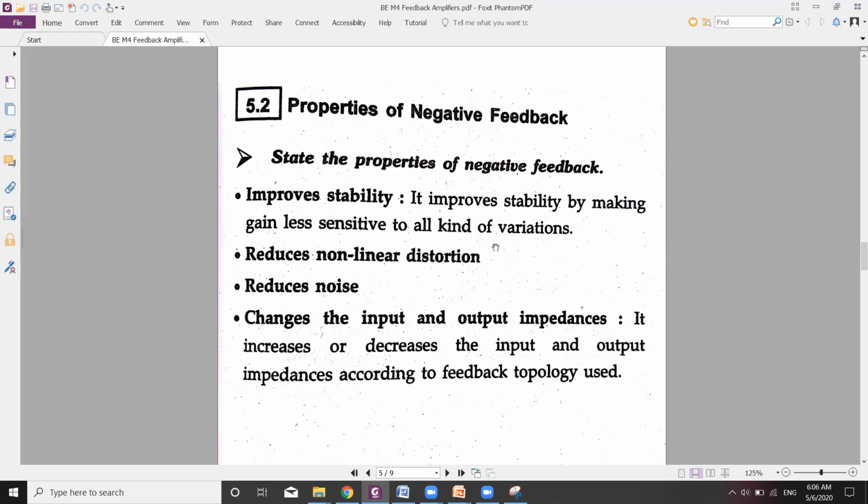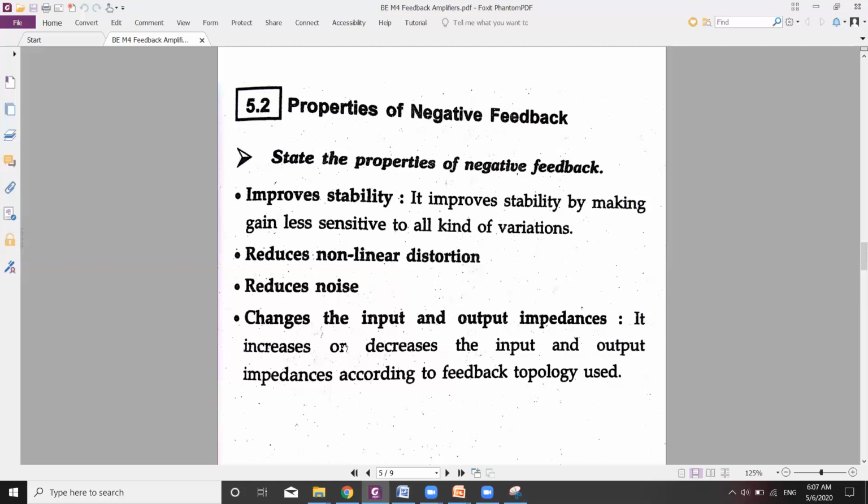The next property is that it reduces non-linear distortion. Okay, distortion means noise. In the noise there will be two types, linear and non-linear. So particularly, this negative feedback will be reducing the non-linear distortion in the circuit. Right. The next property is that it reduces the noise. Okay? So whatever noise is coming in will be reduced.